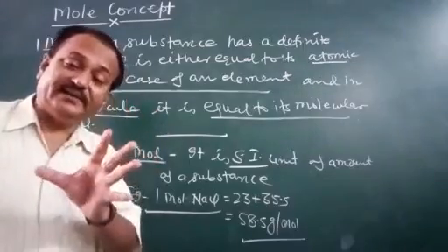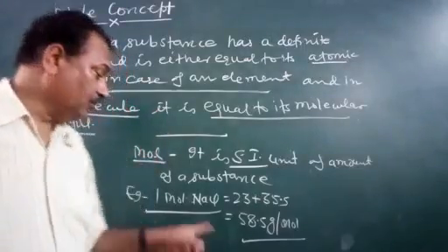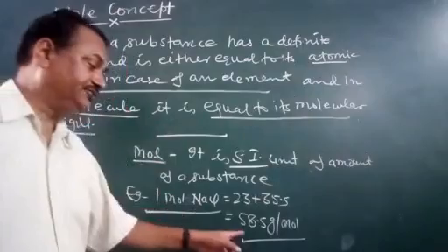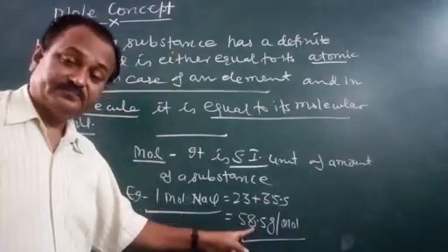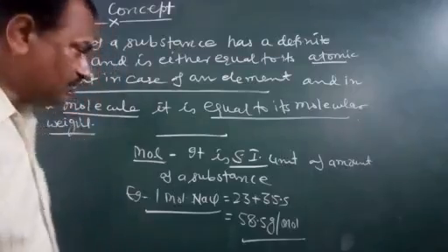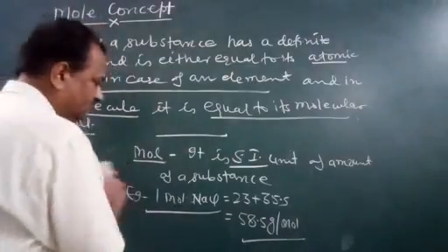The quantity of matter possessed in NaCl is 58.5 gram. This is our mole. Now coming to another point.